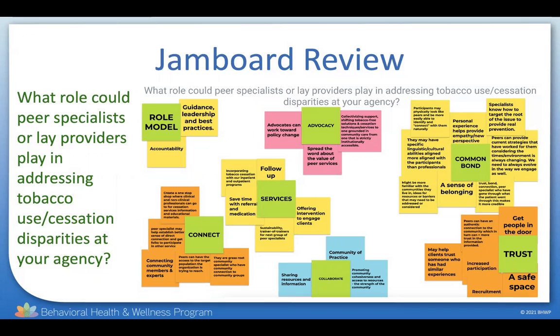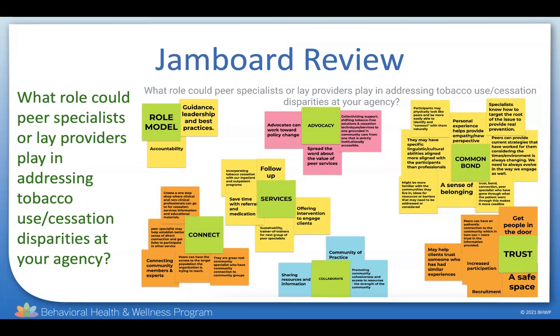You'll recall that in this room, you were asked this question on the left: what role could peer specialists or lay providers play in addressing tobacco use or cessation disparities at your agency? As you can see, several themes emerged, and even some initial thoughts about specifically how peers could support your agencies. To highlight these again, peers could function as role models and advocates for the clients they serve and the peer movement overall, demonstrating accountability and guidance and spreading the word about their work and the benefits of tobacco cessation.